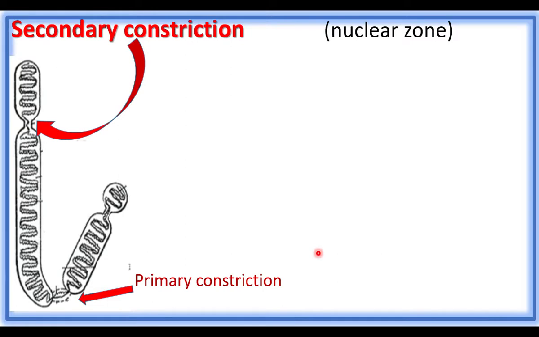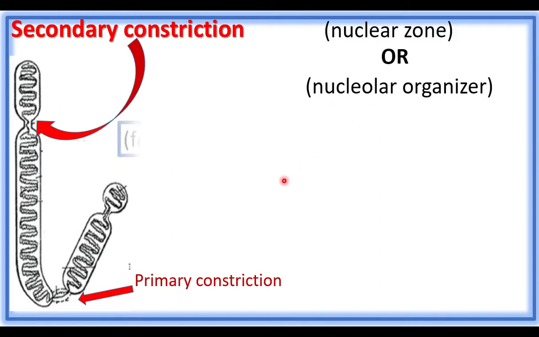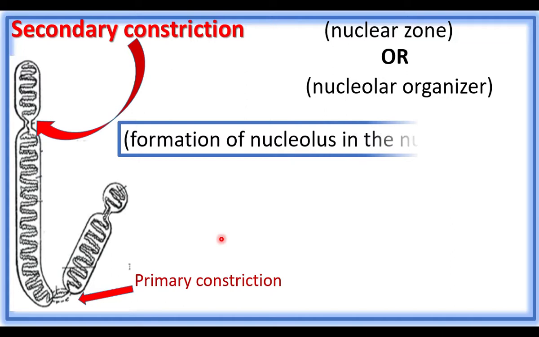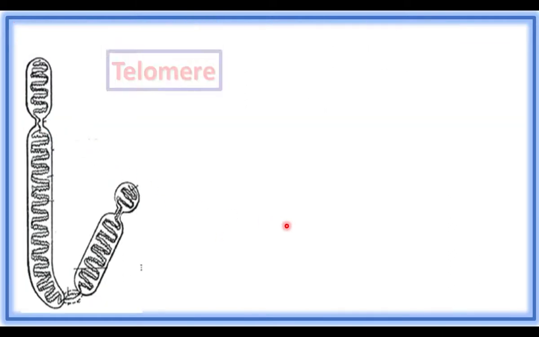Some of the secondary constrictions are called the nucleolar organizer. We know what is nucleus and nucleolus. Nucleolus is present inside the nucleus. Some of the secondary constrictions carry information for the formation of the nucleolus. Such a secondary constriction is called the nucleolar organizer. Formation of the nucleolus inside the nucleus is influenced by this constriction.